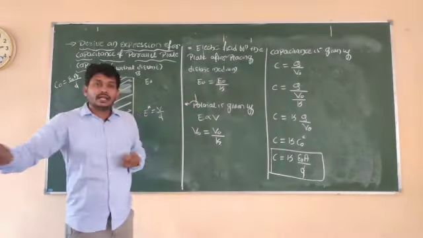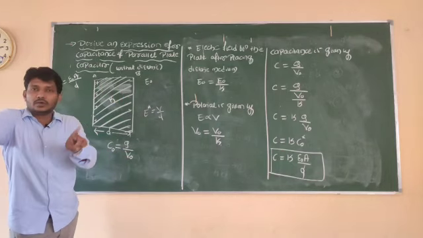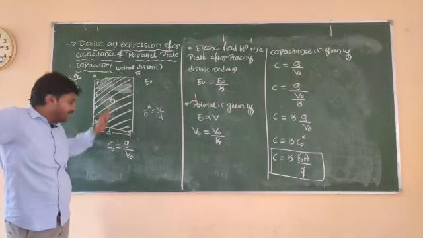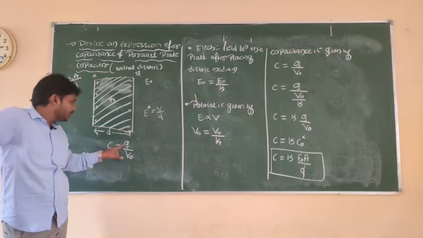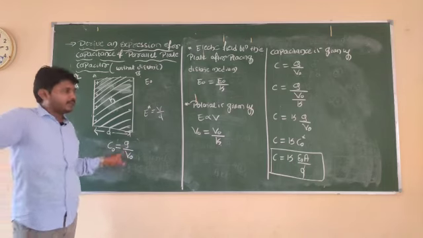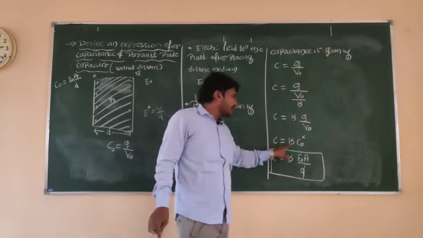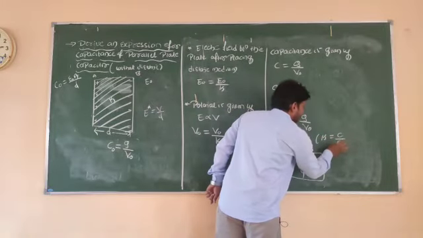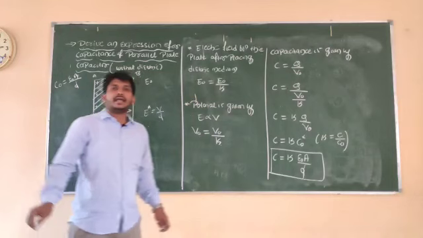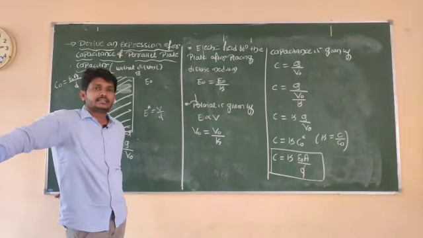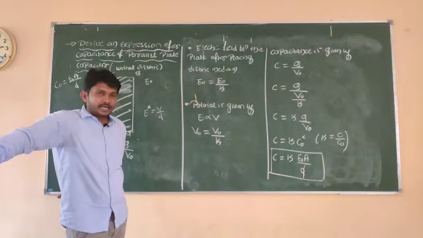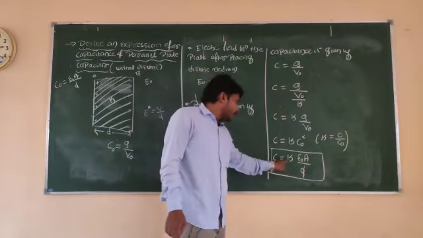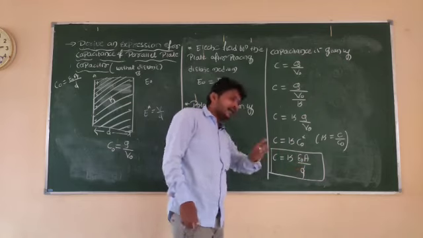So what is the generalized equation for capacitance? C is equal to Q by V. Without any dielectrics, C0 is equal to Q by V0. So C is equal to K times C0. In other words, K is equal to C by C0. What's the dielectric constant? K is nothing but the dielectric constant, K is equal to C by C0. So the final equation is C is equal to K into epsilon naught A divided by D.